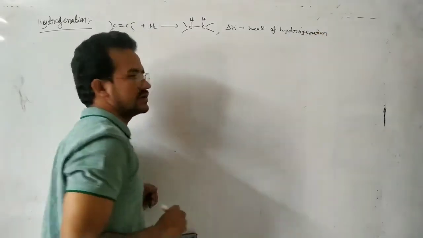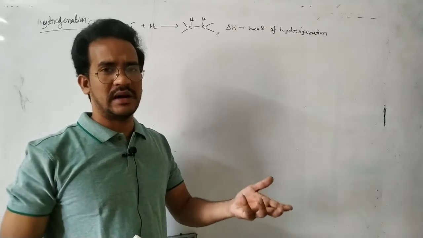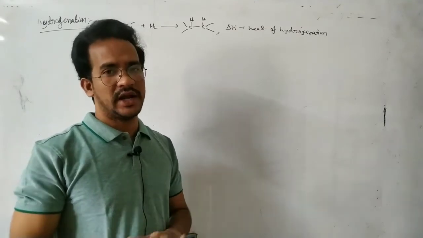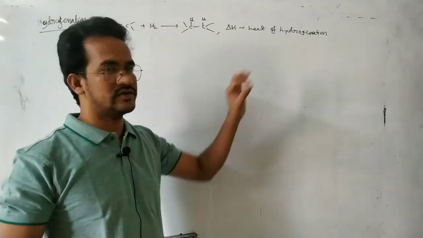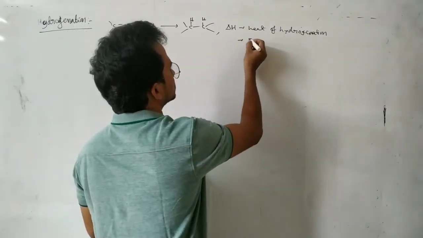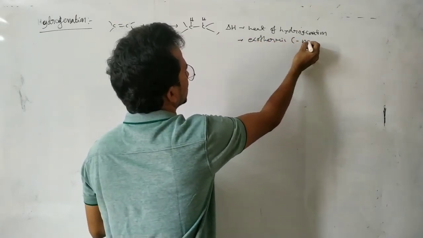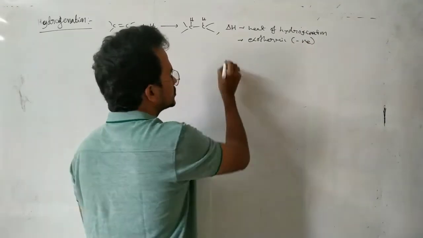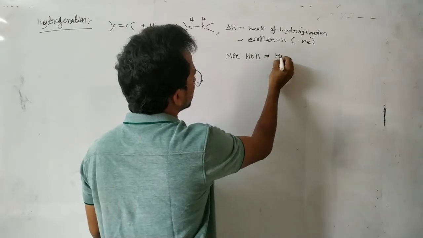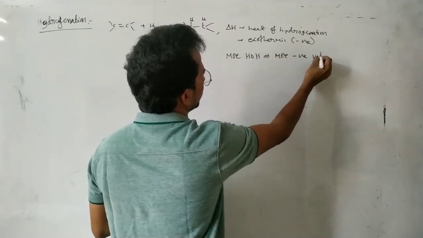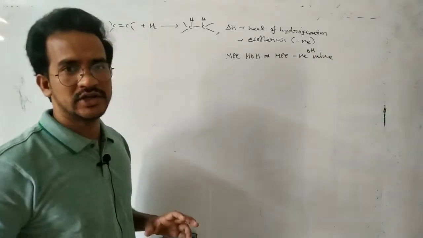So addition of hydrogen to alkenes or alkynes is called hydrogenation. During this reaction, the released energy is known as the heat of hydrogenation. This is actually exothermic, which means delta H is negative. So in this case, more heat of hydrogenation means a more negative delta H value.